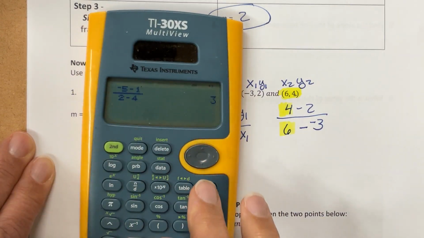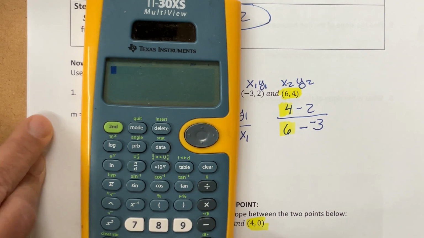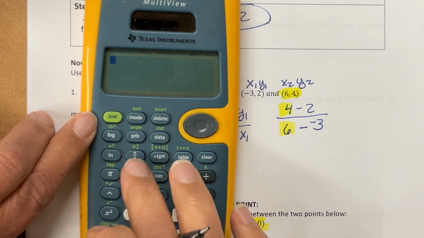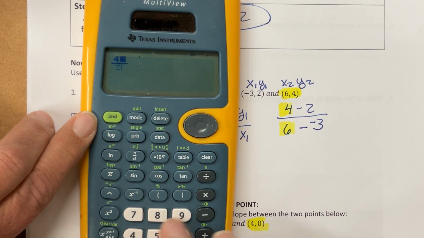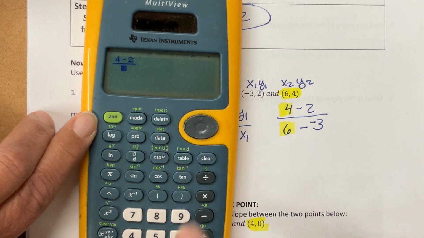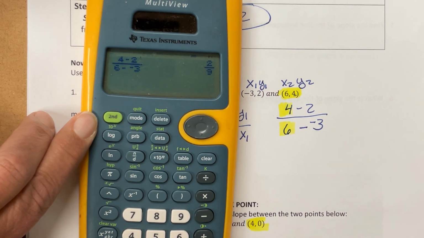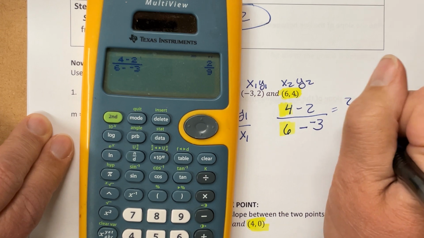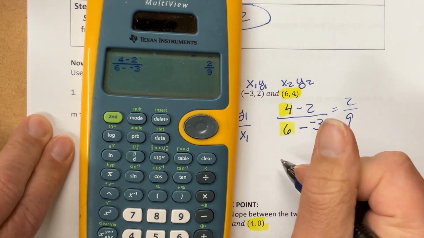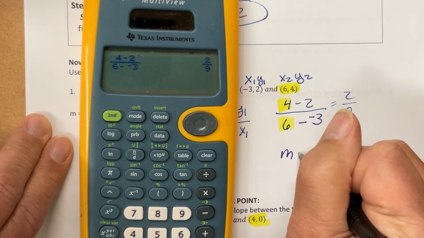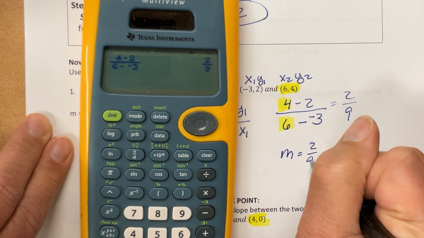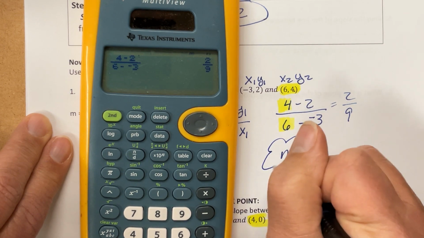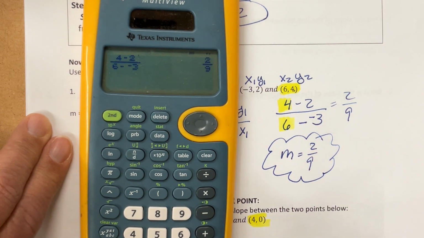So back over here with my happy calculator, and let's see, N over D first, 4 minus 2 over 6 minus negative 3. Enter. Look at that. It reduces it and everything, and I get 2 over 9. So M equals 2 over 9. I like a puffy cloud of happiness. There's my answer. That's right.